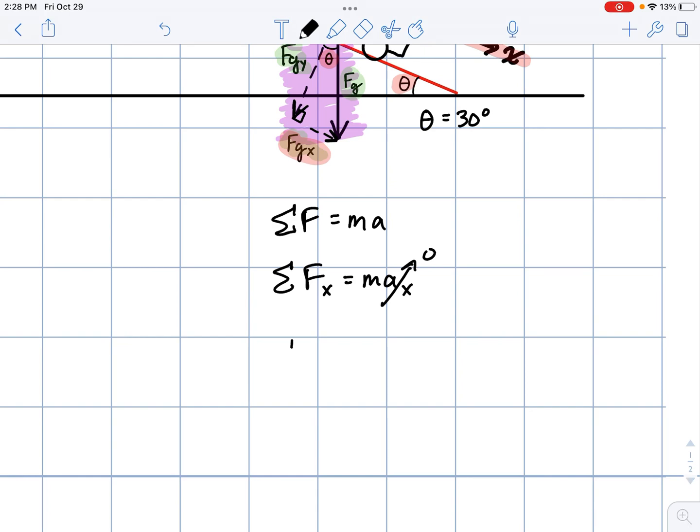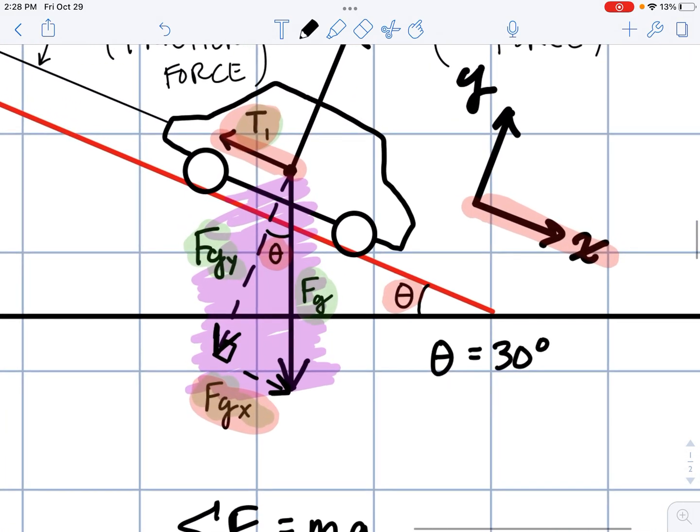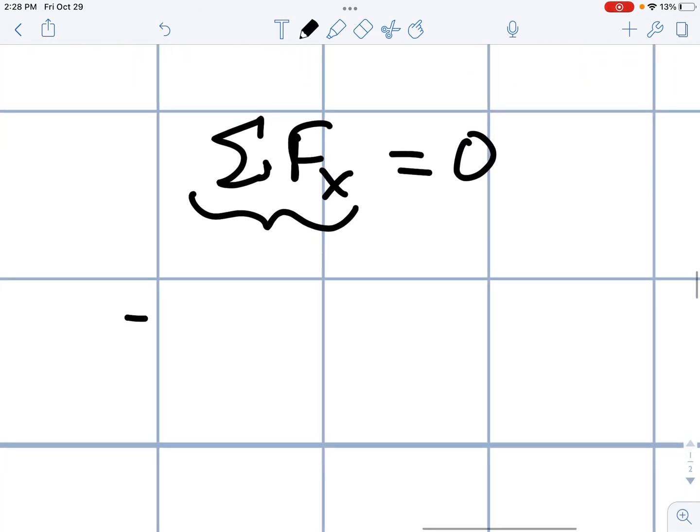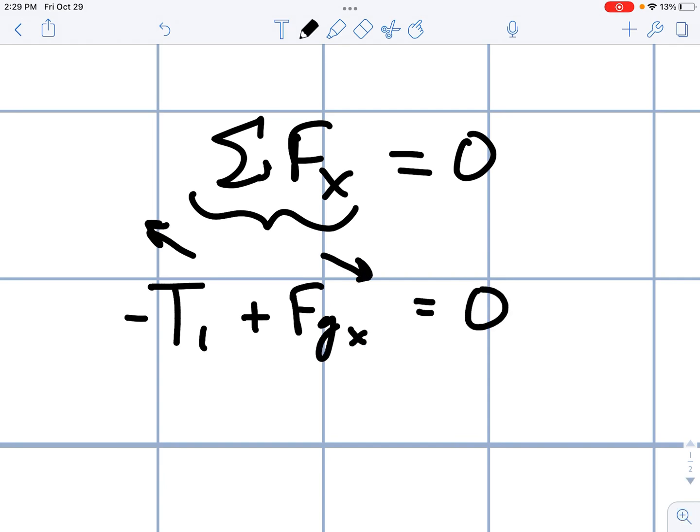It's zero acceleration. So we could say the sum of the forces in the x direction is equal to 0. This symbol just means the sum of all the forces in the x direction. And again, the only forces in that direction are tension and FGX. Tension's going up the ramp, so we can say that's in the negative x direction, whereas FGX is going down the ramp, so we'll say that's in the positive direction. So let's substitute all our forces. We'll say negative T1, going up the ramp, plus FGX, which is going down the ramp, is equal to 0.